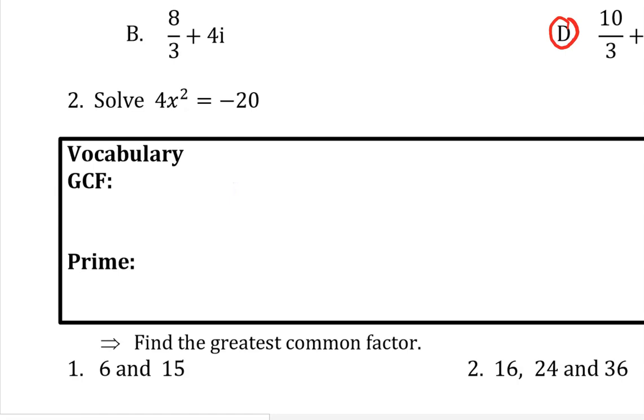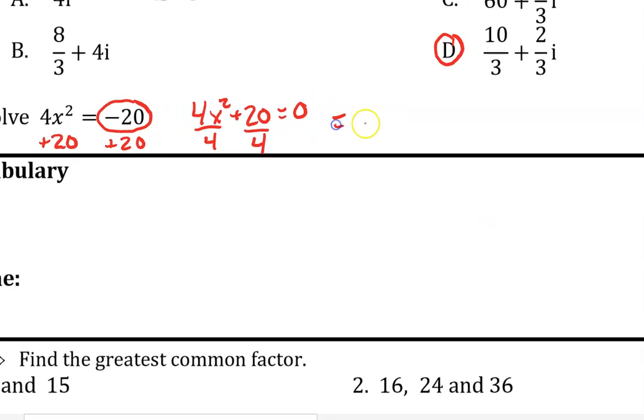Solving 4x squared equals negative 20. The first thing we need to do is set the right side of our equation equal to 0. So to do that, we're going to add 20 to each side. So 4x squared plus 20 equals 0. Then we'll divide everything by 4. Also a common factor. So we would get x squared plus 5 equals 0.